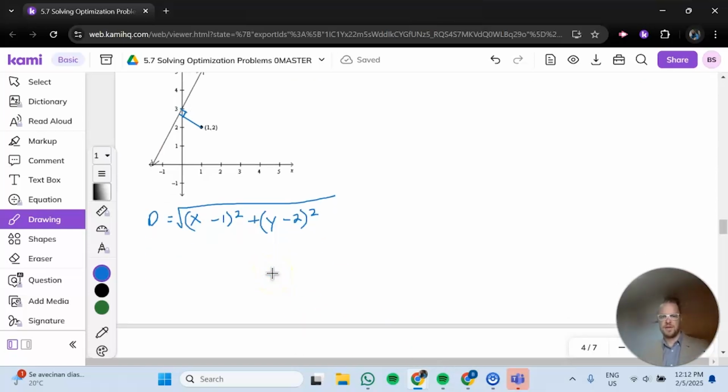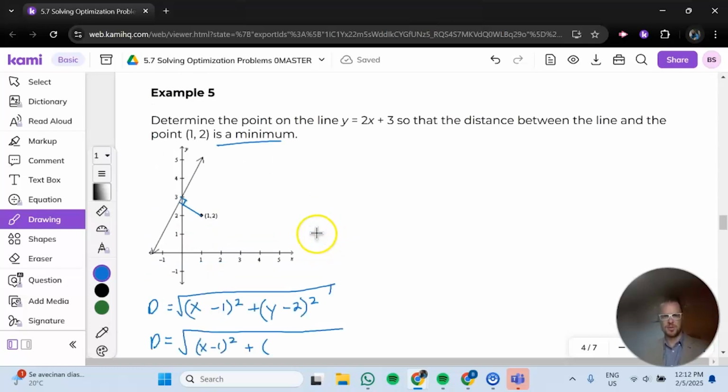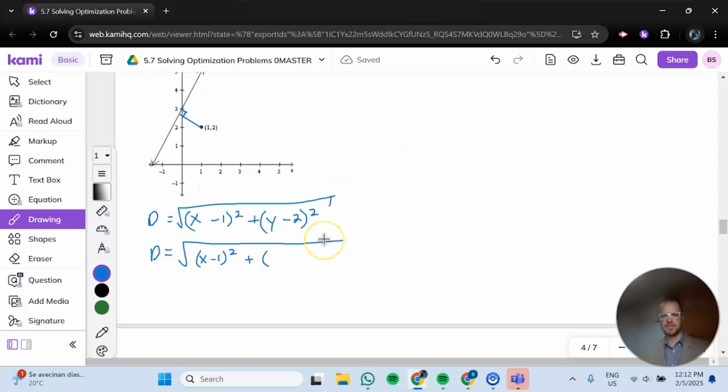Now, instead of it being y here, we can change y with the equation of our line so that we're actually moving from our line. So that would mean that our distance is going to be x minus 1 squared plus, and instead of y, we're going to put in 2x plus 3. So 2x plus 3 minus 2 is plus 1, and we will square that.